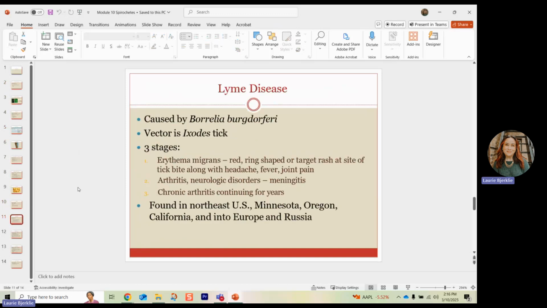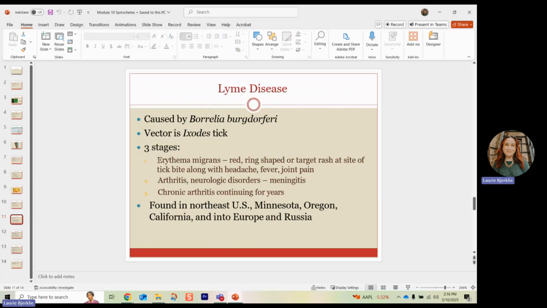Lyme disease is specifically caused by Borrelia burgdorferi. The vector is the Ixodes tick. Most people have common knowledge of Lyme disease being passed by a tick, but it's specifically the Ixodes tick. Of course, this affects both humans and animals.